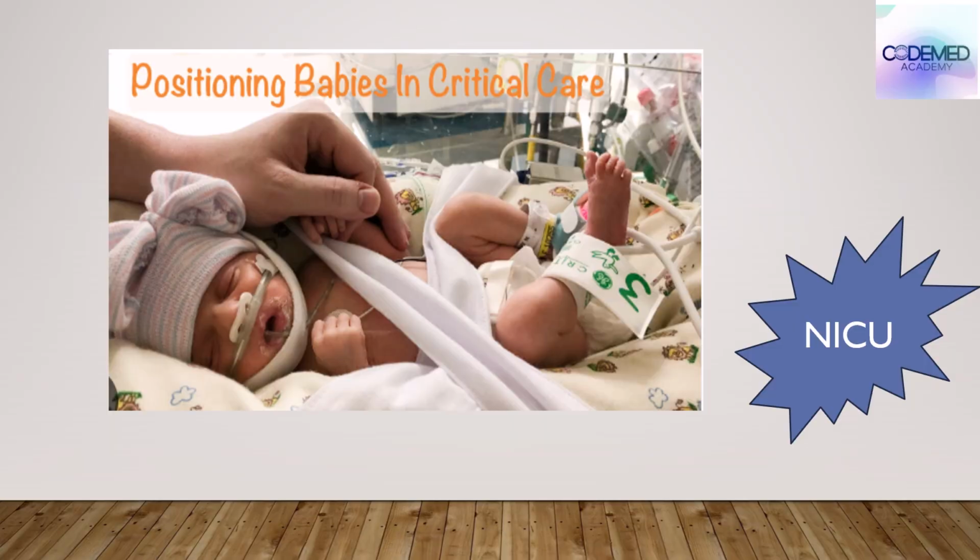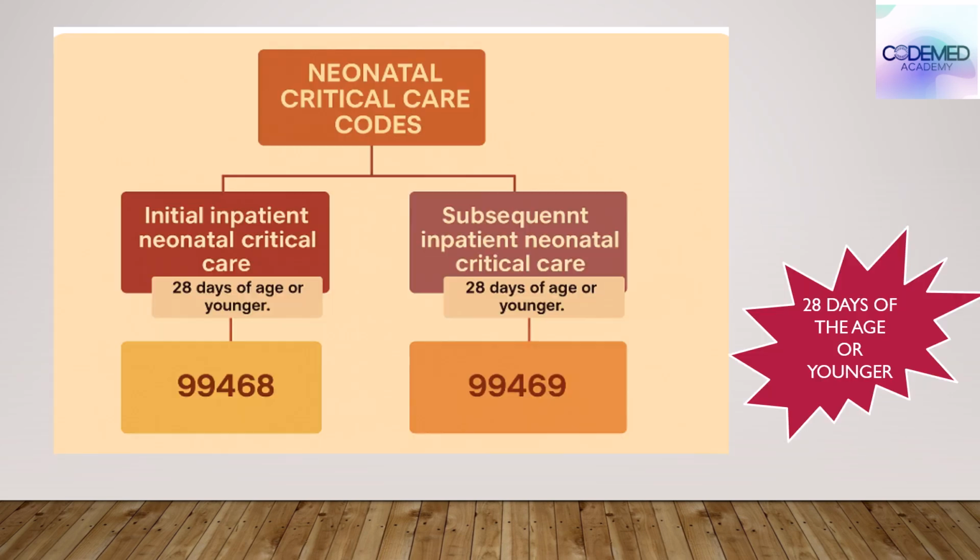Now let us move to another service, and that is called neonatal critical care. Now let us see what the codes are. First of all, we must know that neonatal means 28 days of age or younger. So the neonatal critical care codes are divided into two: one is the initial inpatient neonatal critical care and the other is the subsequent inpatient neonatal critical care. So the first day of service is this and any additional day will be this.